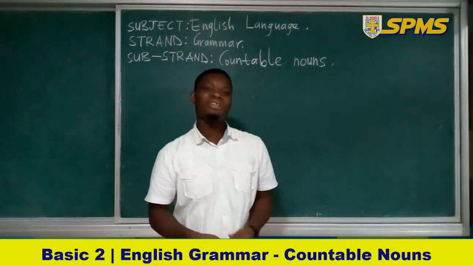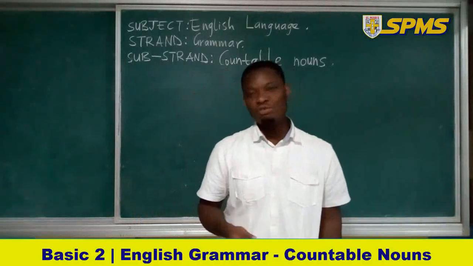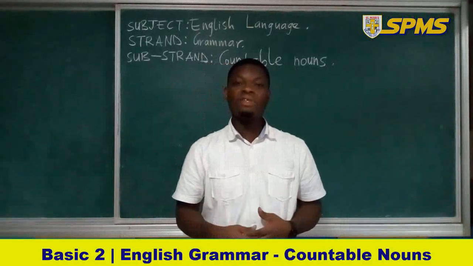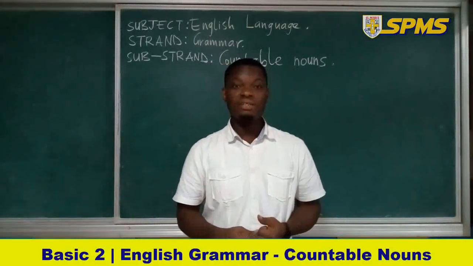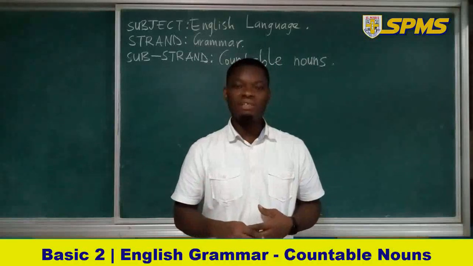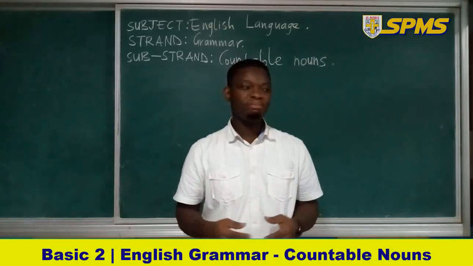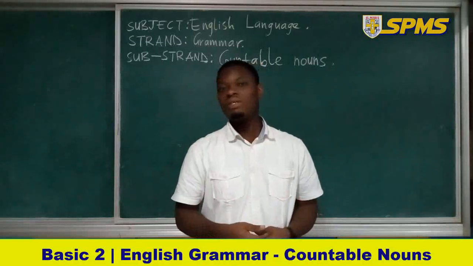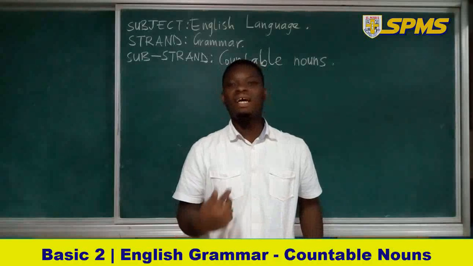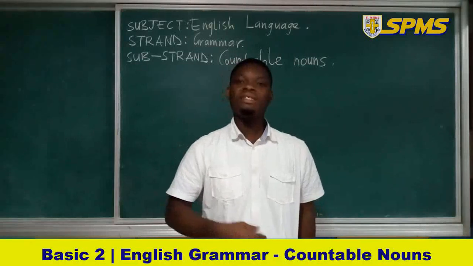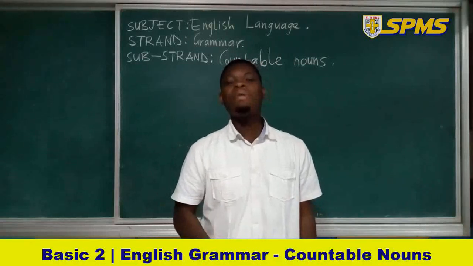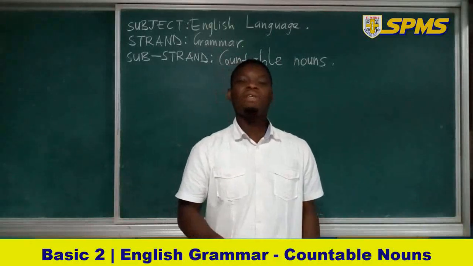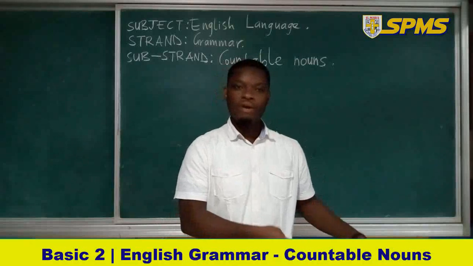All too soon, children, we have come to a close of our lesson. I hope you enjoyed the lesson and you learned a lot of things as well from the lesson today. Tell me some of the things you learned from the lesson. Very good. Today we've talked about countable nouns, and then we said that countable nouns are nouns whose total or whose number can be determined by counting. And then we said countable nouns have their singular forms and then they have their plural forms.